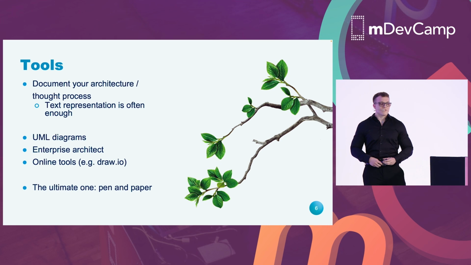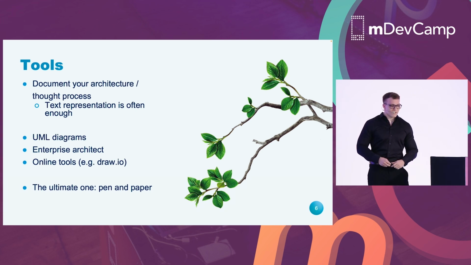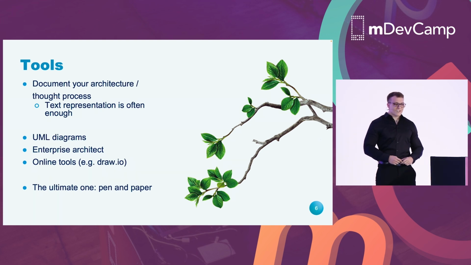Even text is enough. It's actually something we use at ČSOB. We described our architecture in a Markdown file without any diagrams and so on. So in the end, I think the ultimate tool is pen and paper, so you can capture your thoughts and your thought process and the app.